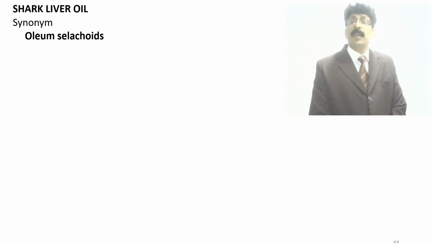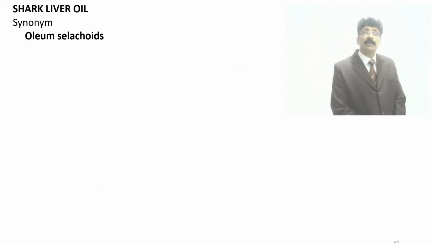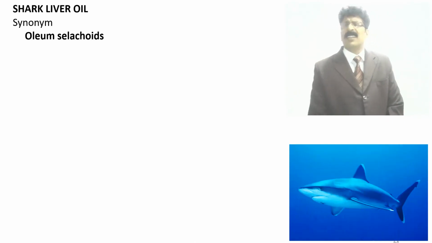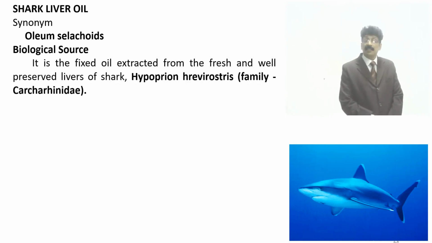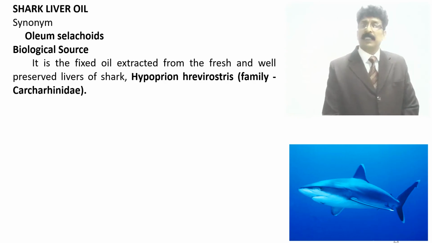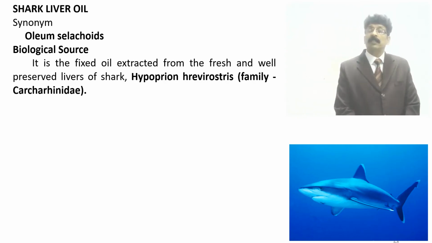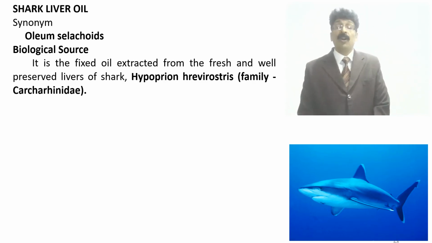Now we come to the shark liver oil. Synonym: Oleum silicoides. You might have heard about the shark, the dangerous fish, but it's a beautiful fish and it has a lot of properties which are useful for various purposes. Even for feeding, a mother can also take shark meat. It can increase the lactation. So there are many purposes.